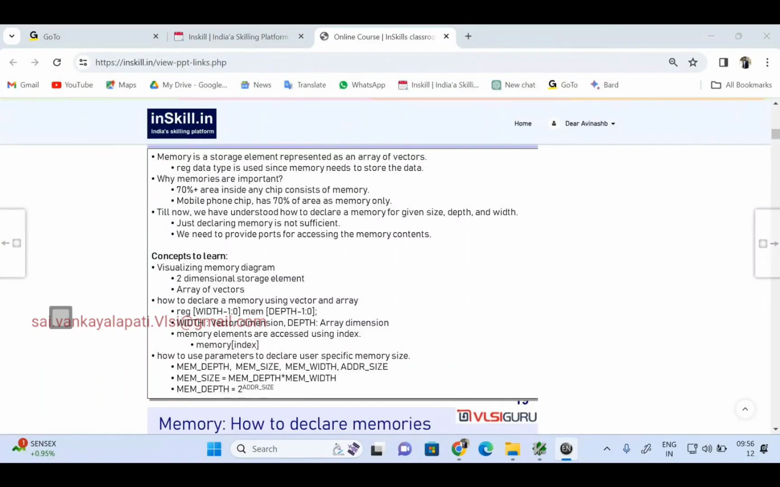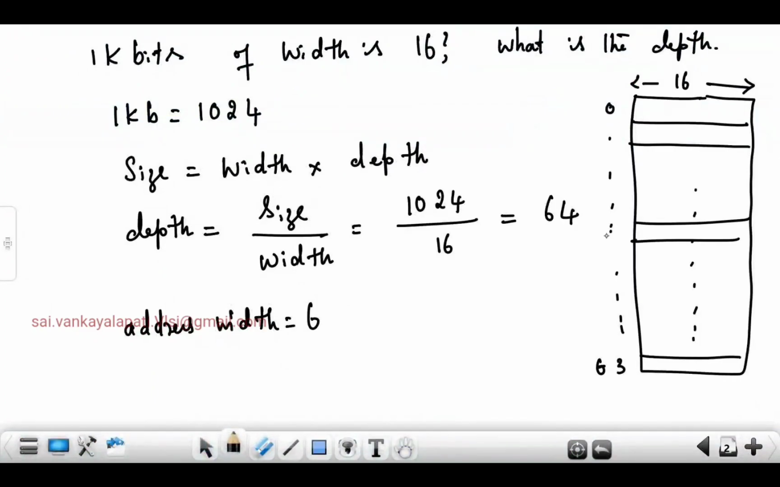So memory elements are accessed using what? How can you access the memory elements? Suppose I want to access the memory element 15. Let us take some data. 16 bit means let us take ABCD, so I kept hexadecimal data into this memory. 16 bit means how many hexadecimal digits? 4, right? A is 4 bit binary, B is 4 bit binary, C is 4 bit binary, and D is 4 bit binary. In terms of bits, the total is nothing but 16 bits.